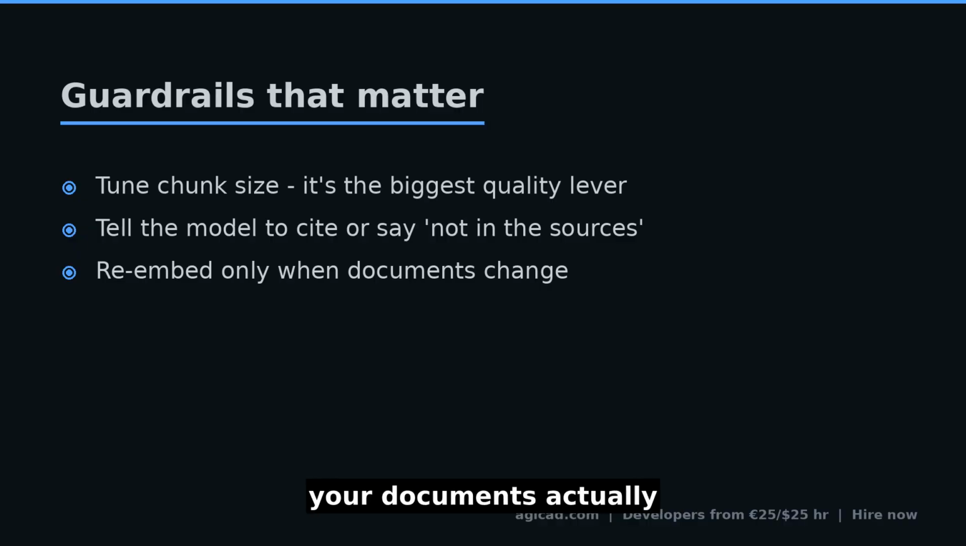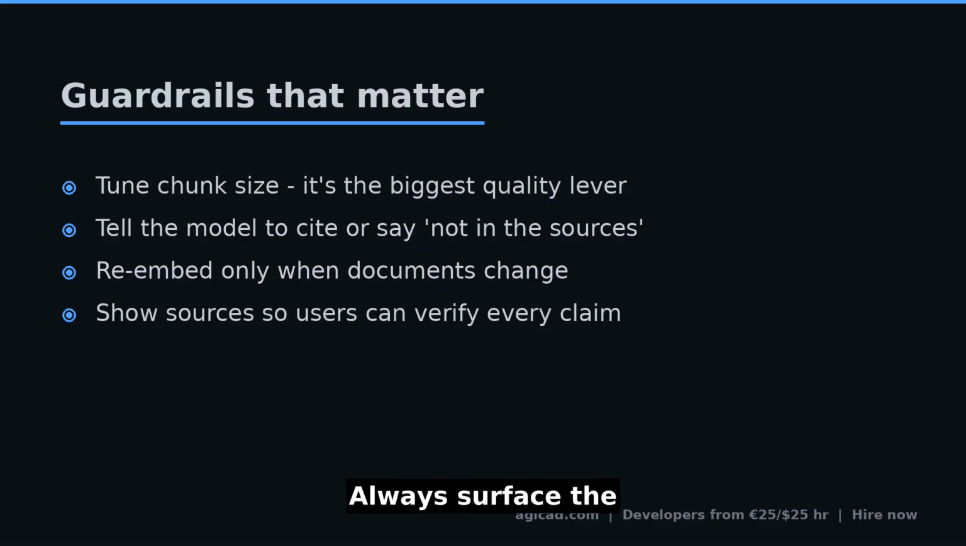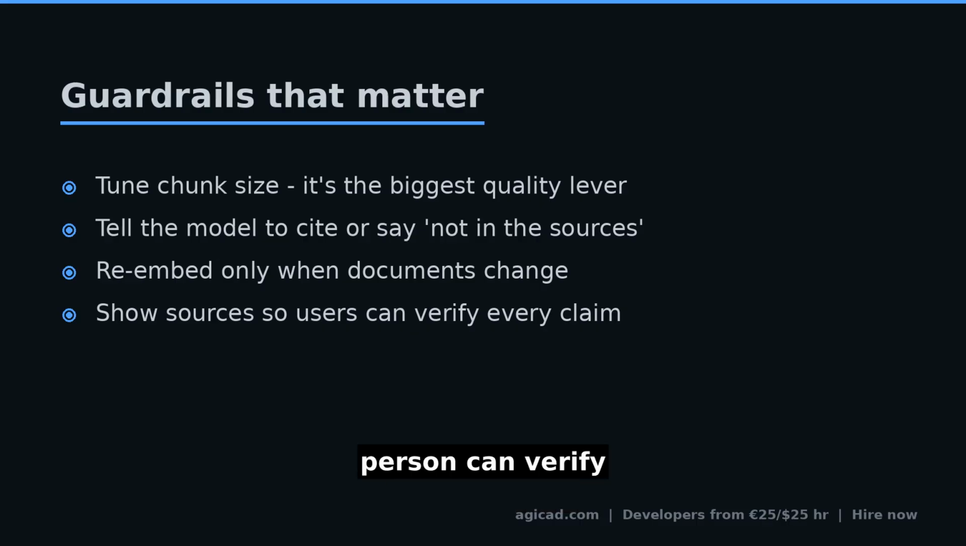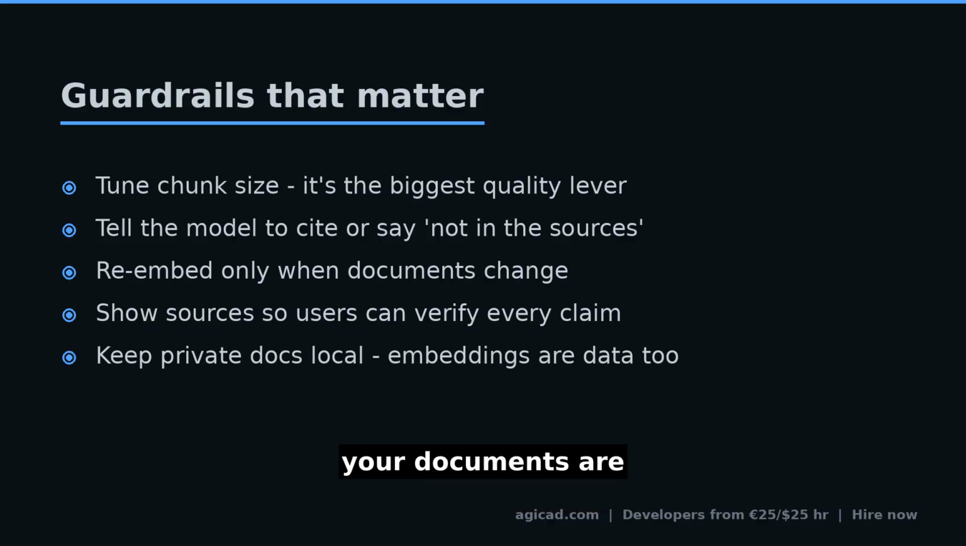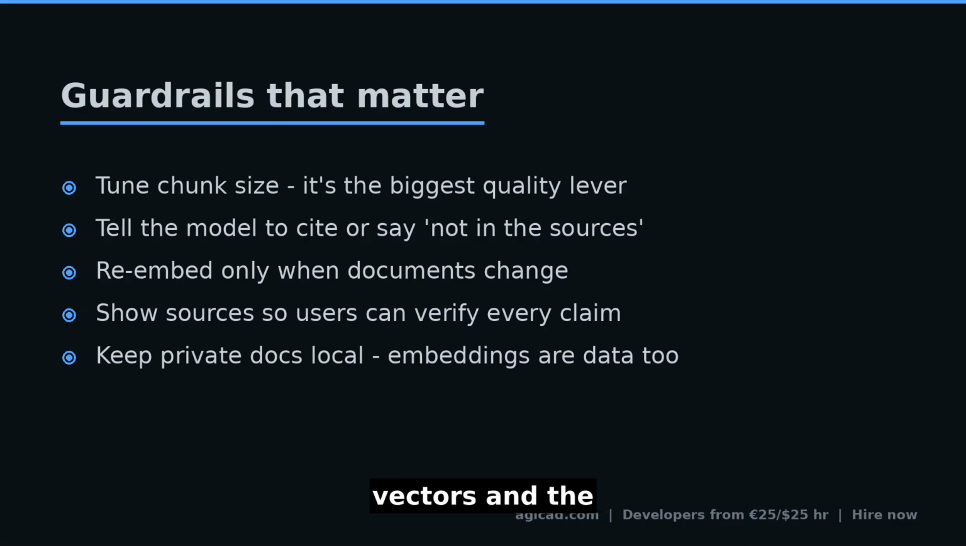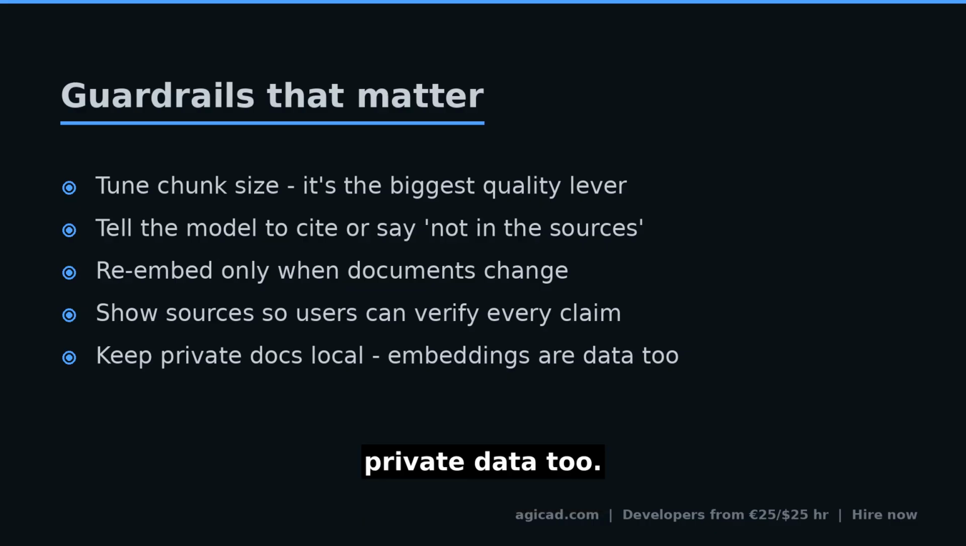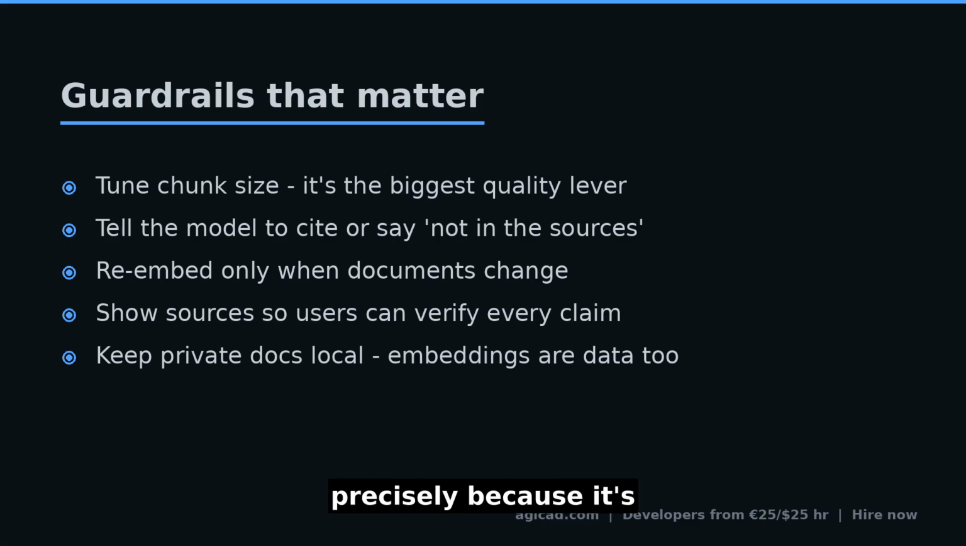Re-embed only when your documents actually change, to keep costs down and your index fresh. Always surface the sources, so a person can verify every claim rather than trust it blindly. And remember that embeddings are derived from your text. If your documents are private, treat the vectors and the API calls as private data too. RAG is powerful precisely because it's grounded. These habits keep it that way.